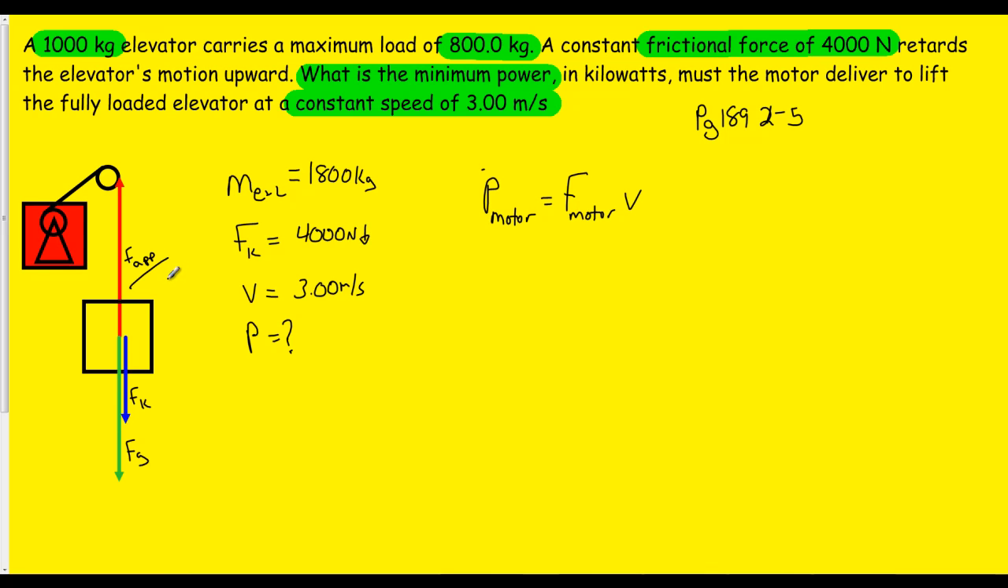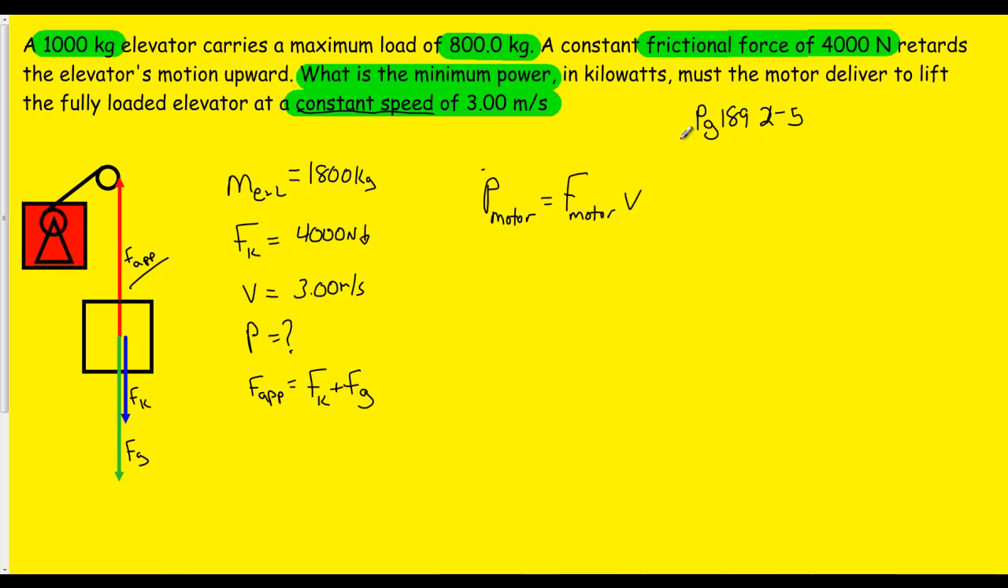In order to figure out the force applied, I have to look at this velocity, and it says that it's a constant velocity. Now, the constant velocity means that the net force on the elevator is going to be zero because it's not accelerating. So the force applied is actually going to equal the force of kinetic friction plus the force of gravity.